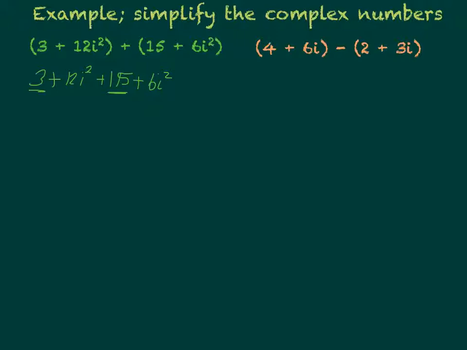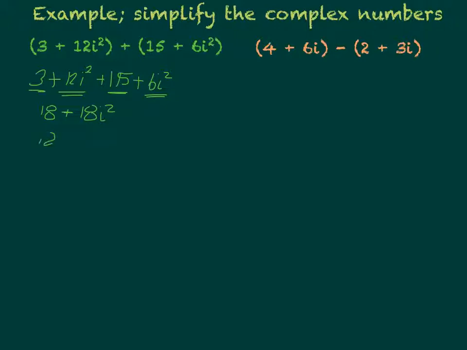And then we combine our like terms, our 3 and our 15. That's the real part of our complex number, so that goes first. So 3 plus 15 is 18. And then 12i squared plus 6i squared is going to be plus 18i squared.